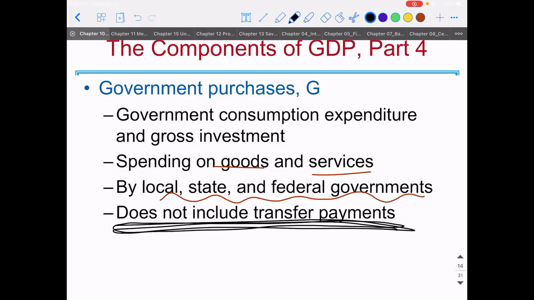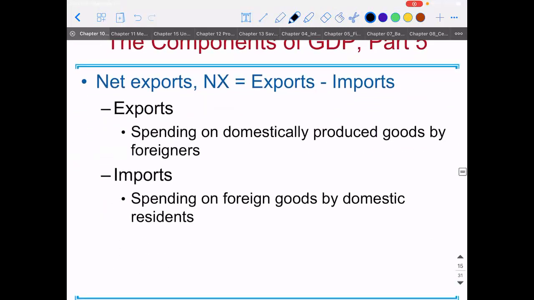So, because of that, that would be considered a transfer payment. When your grandparents get a Social Security payment, that's a transfer payment. But when your grandparents get Medicare, which is their health care from the government, that is a government purchase. It's a government purchase of health care. And then finally, again, we have the net exports, which is my exports minus my imports. What I sell to the rest of the world minus what I buy from the rest of the world.